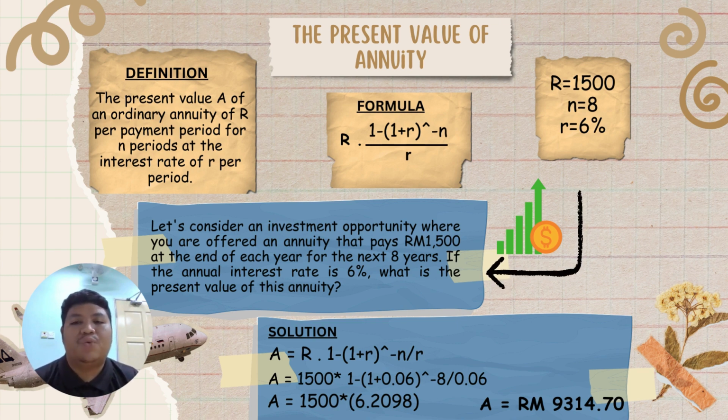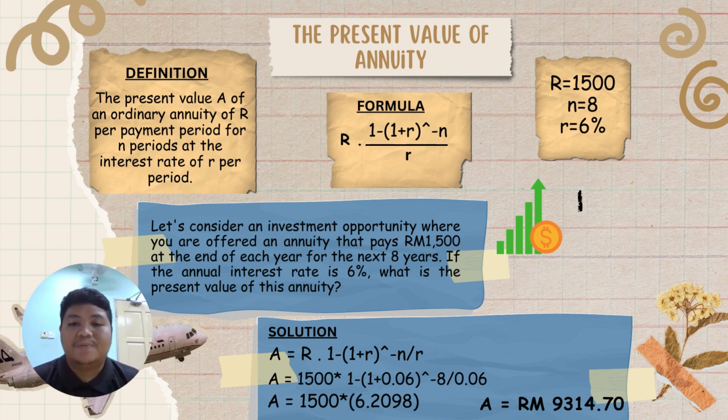So let's see the question. The example question is, let's consider an investment opportunity where you are offered an annuity that pays 1,500 at the end of each year for the next 8 years. If the annual interest rate is 6%, what is the present value of this annuity? So let's consider R is 1,500, n is 8, r is 6%.